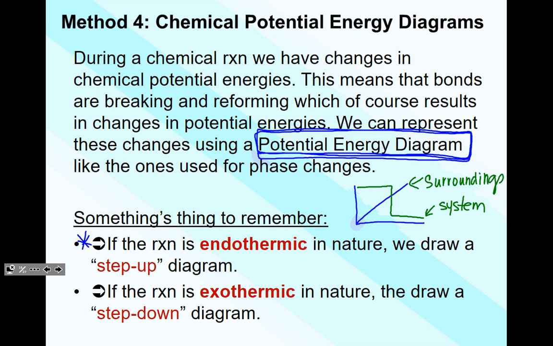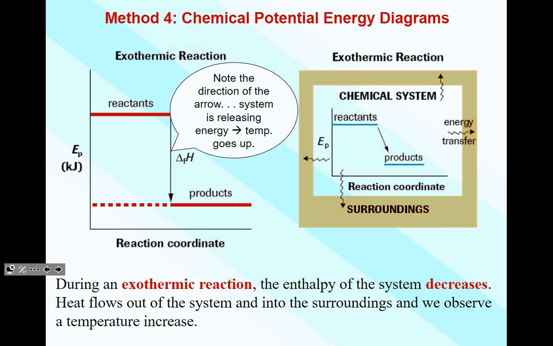Okay, kiddos? So if the reaction is exothermic in nature, then we draw a step down diagram. Which means that the temperature is going down. Temperature is going down, that's your Q. Your delta H is opposite, it's going up. That's your delta H. All right, so let's take a look at what that looks like.